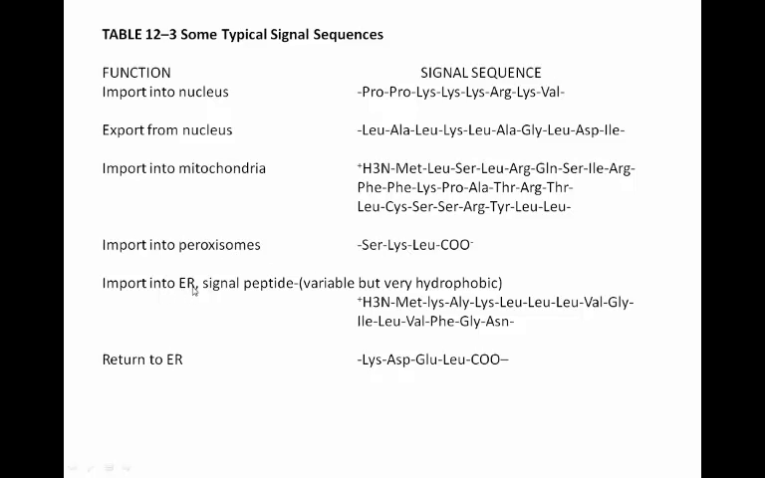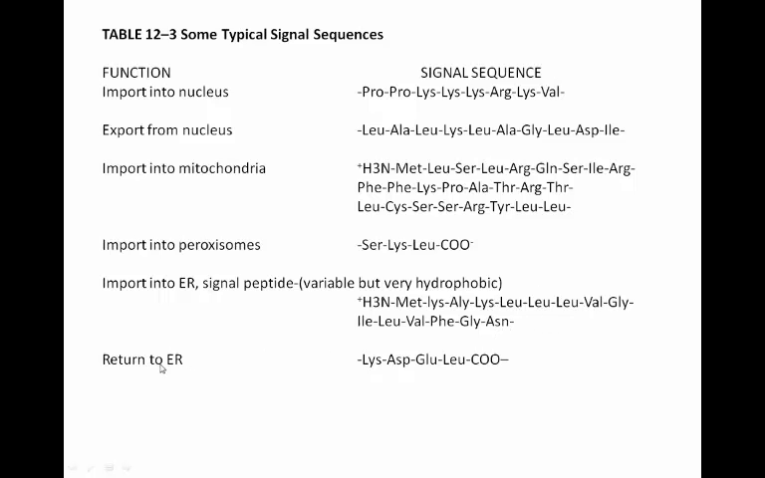Import in the endoplasmic reticulum, we have our signal peptide, and it's variable but very hydrophobic. So here's our methionine, which was our first amino acid that was incorporated into the growing chain. Just like this is the methionine, that's the first amino acid that is incorporated into the chain. Here's the amino N, methionine, lysine, alanine. So this is a basic, 4 basic amino acids or so, and then we have a long string of hydrophobic amino acids. Notice leucine, leucine, leucine, valine, glycine, isoleucine, leucine, valine, phenylalanine, glycine, asparagine. So these are either hydrophobic or nonpolar.